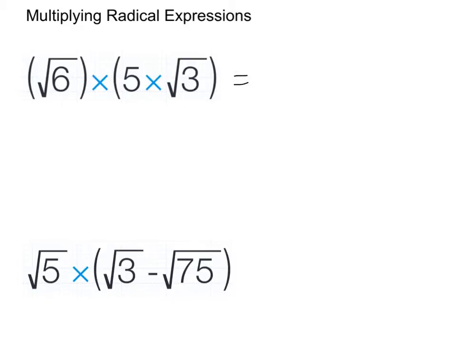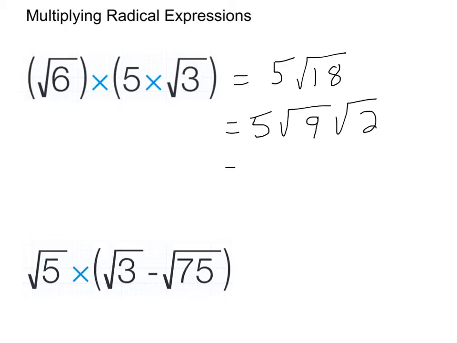In this case, I'm going to do the square root of 6 times the square root of 3, which is the square root of 18. And I'm going to take the 5 that's outside of a radical, and I'm going to stick that in front. So I have the square root of 6 times 5 square root of 3 is 5 square root of 18. Now I need to make sure this is simplified. Well, I probably recognize that the square root of 18 can be written as the square root of 9 times the square root of 2. The square root of 9 is just 3. And then 5 times 3 is 15 square root of 2.